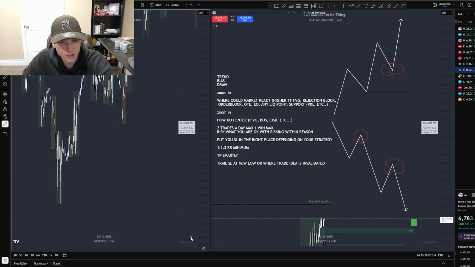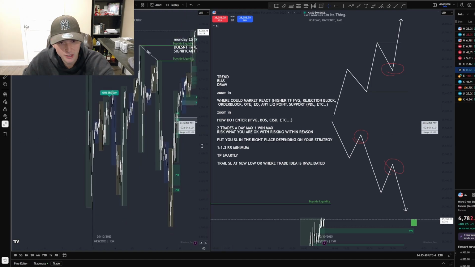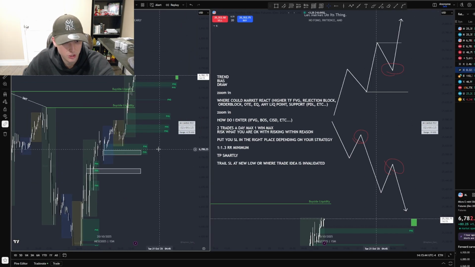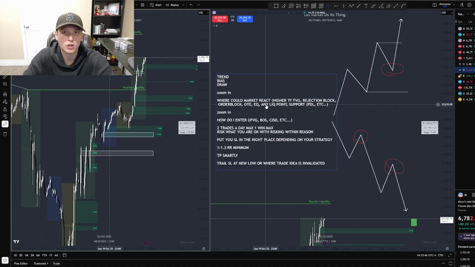Okay, the goal in trading is to be in the trade, get that market experience, and make money without overcomplicating it too much. Okay, so again, I'm gonna go over it one more time. You go for your trend, your bias, and your draw on a time frame that's higher than where you want to enter. Okay, from there, you zoom in. Where could the market react?